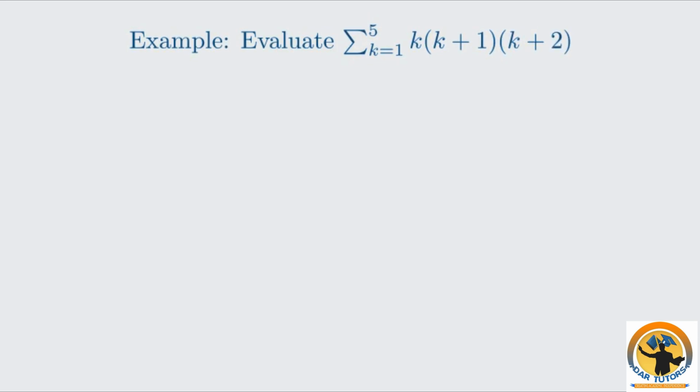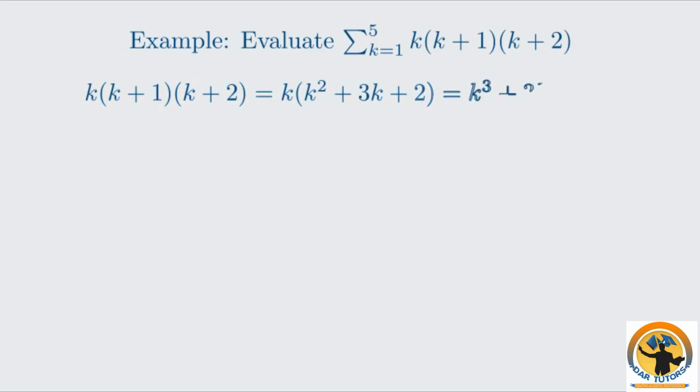The first step is to expand the general term. This will allow us to use the sum and difference rule. Multiplying k plus 1 by k plus 2 gives us k squared plus 3k plus 2. Then, multiplying by k, we get k cubed plus 3k squared plus 2k. Now we can rewrite our original summation with this expanded general term.